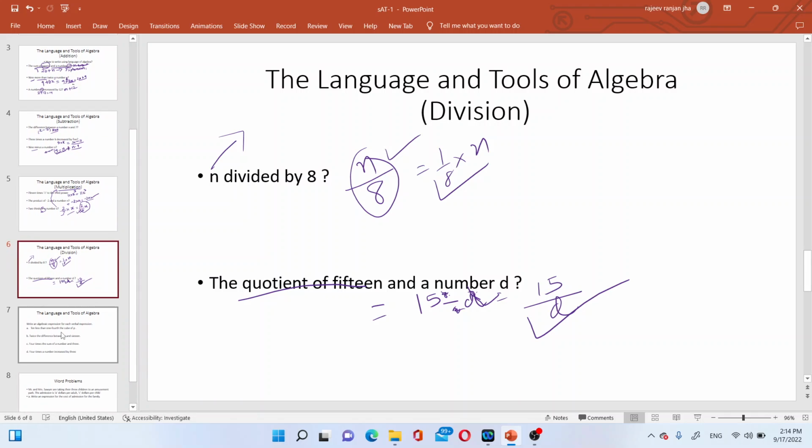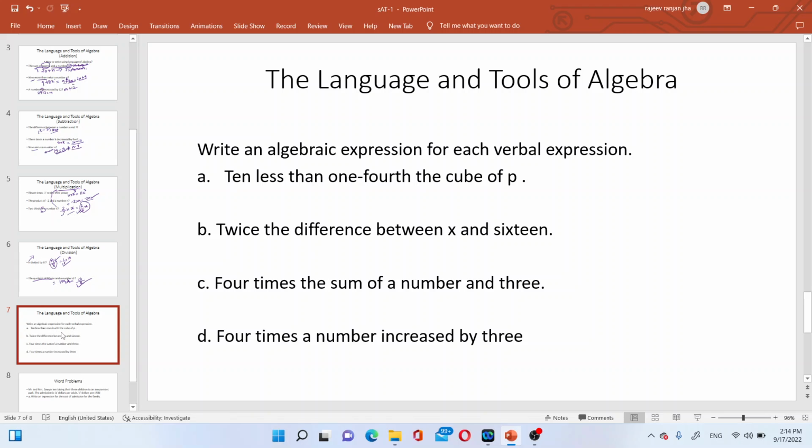Now, friends, we go a bit to the, you can say, not tough, but moderate. Okay. So the language and tools of algebra, again it is the same thing. Write an algebraic expression for each verbal expression. 10 less than 1/4 the cube of p. Okay, see here the complexity has actually increased. There is no one-line sentence. You start from here. 10 less than 1/4 of the cube of number p.